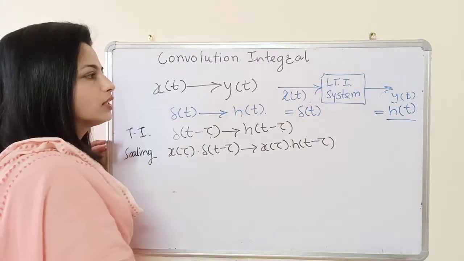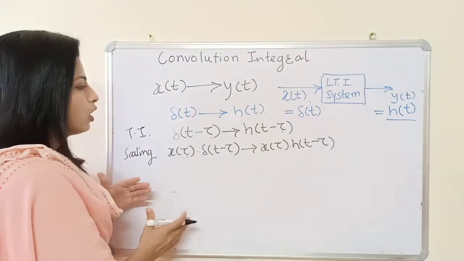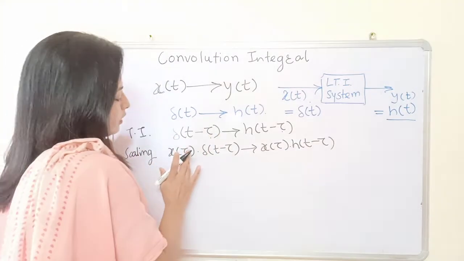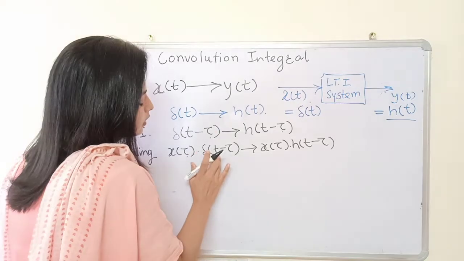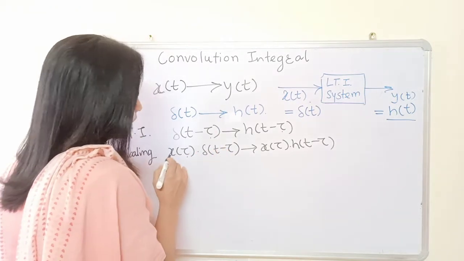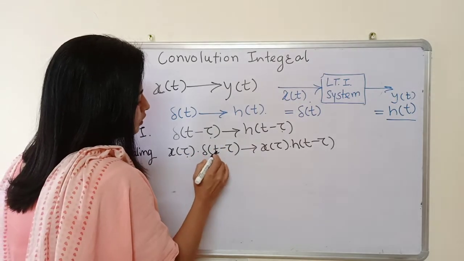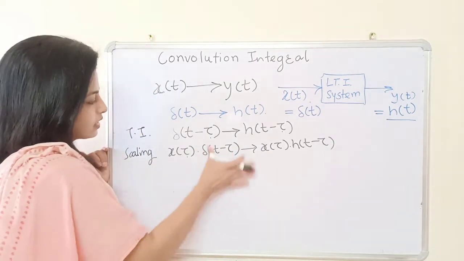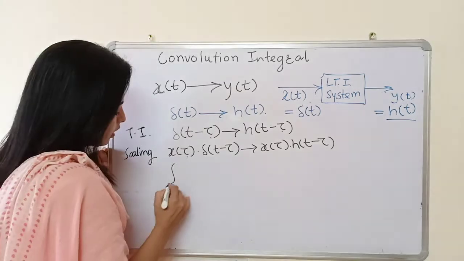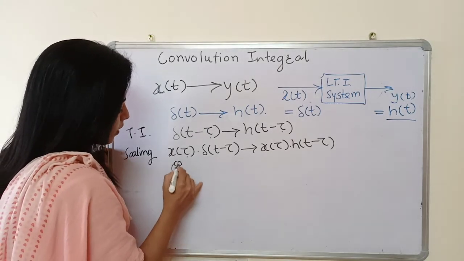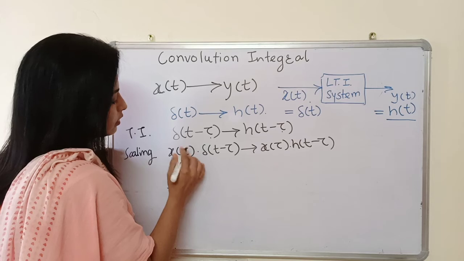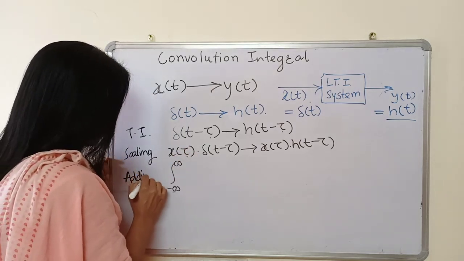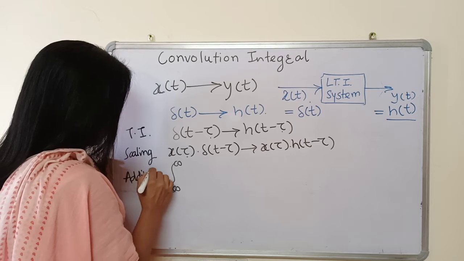Now I'll use the additivity property. So I'll give a lot of signals like x of tau 1 delta of t minus tau 1, x of tau 2 delta of t minus tau 2, like this. As this is a continuous time system, I'll use integration from minus infinity to infinity. I'll vary the values of tau. So here I'm using the additivity property.